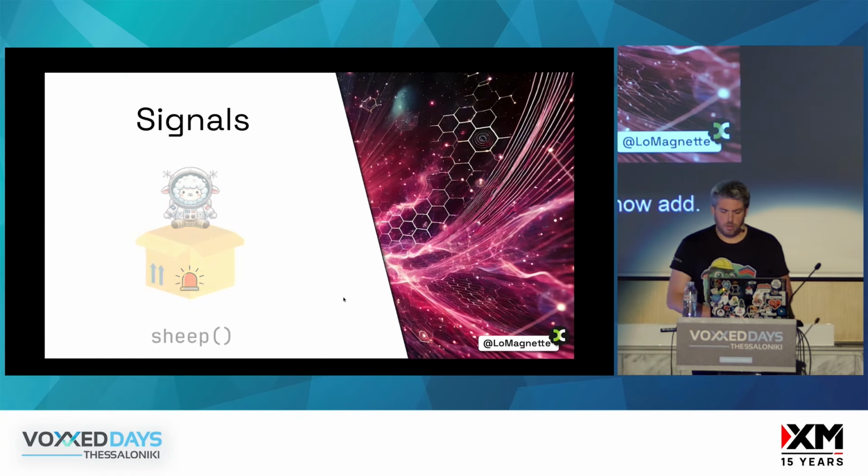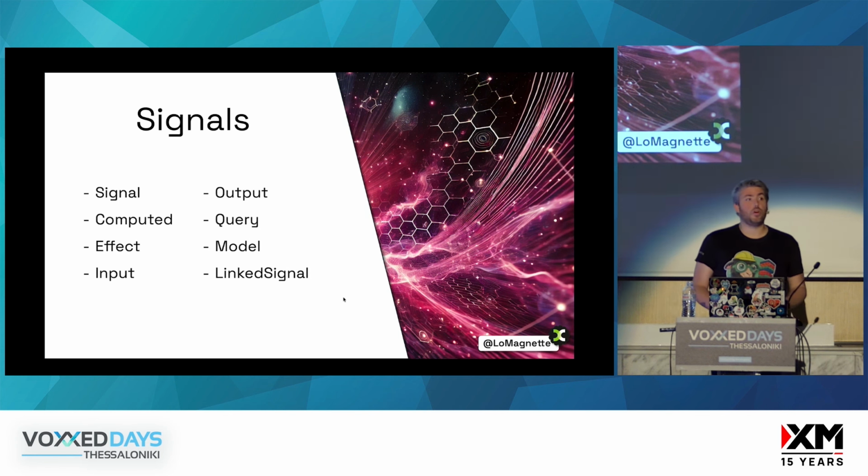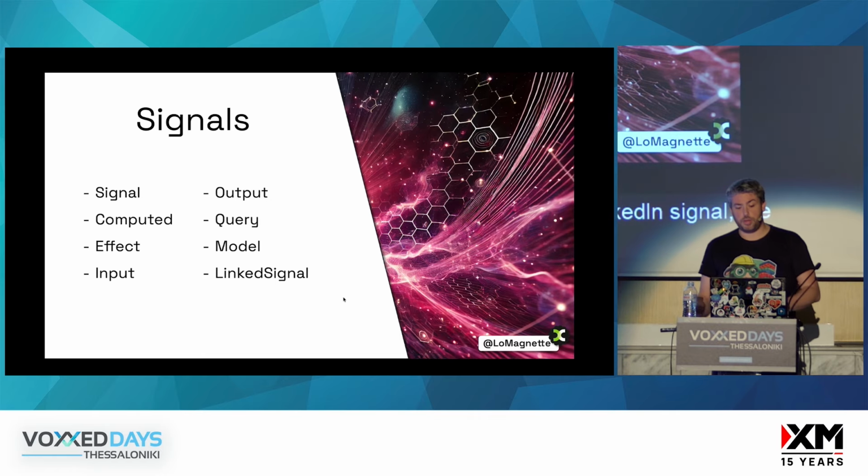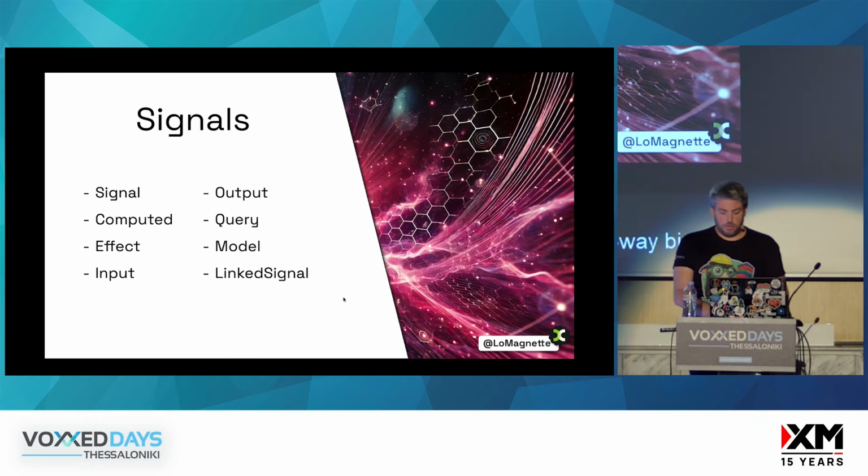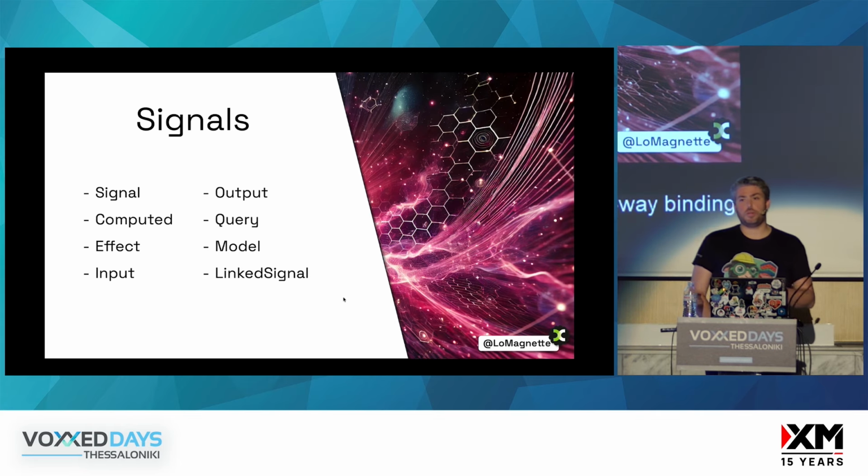So I think you noticed there was quite a few new types of signal. We got the simple signal, the computed, the linked signal, the effect, the input, the output, the query, so the view child, view children, and the model for the two-way binding. And you're probably wondering, OK, but what do I do with my existing application? Because I don't want to rewrite everything manually if I want to use that.